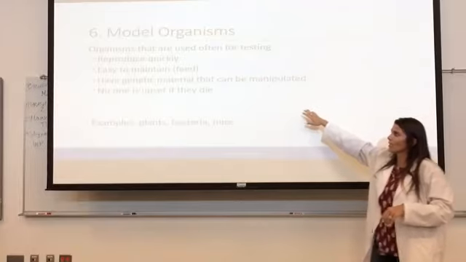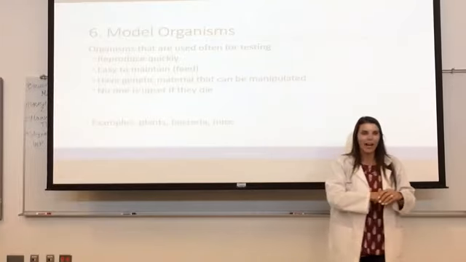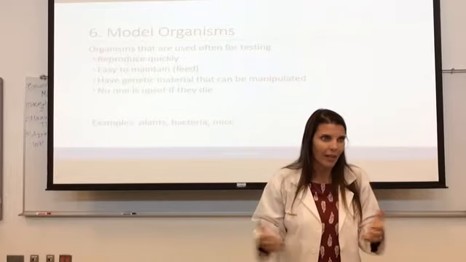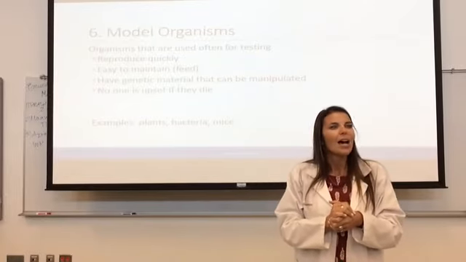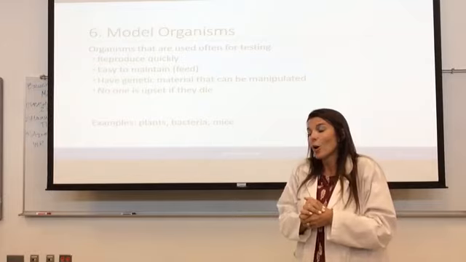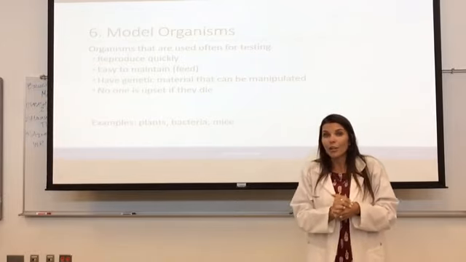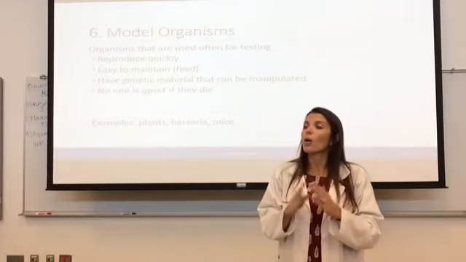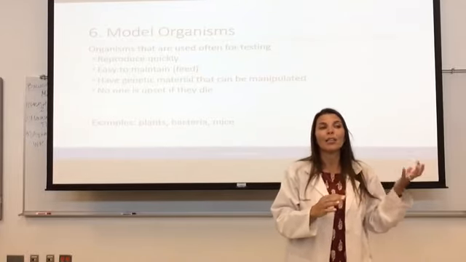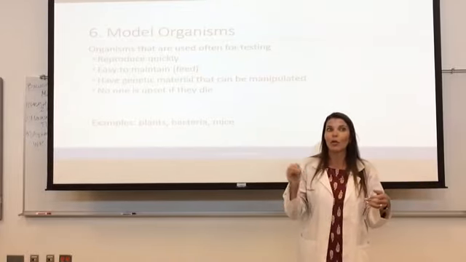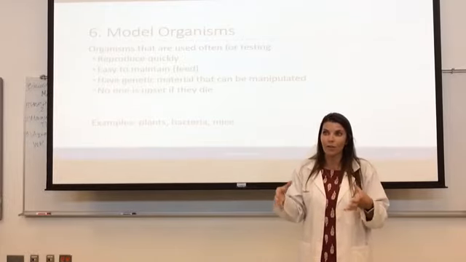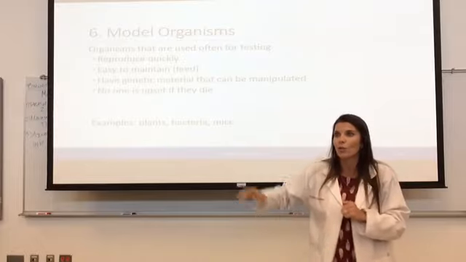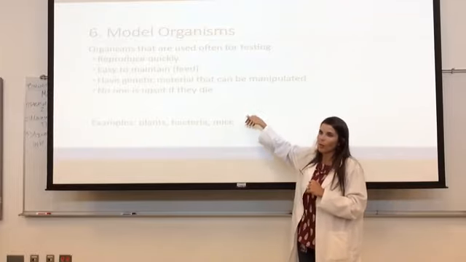The last characteristic of a model organism is no one's upset if they die. So when I don't water my plants, no one comes after me. Oh my gosh, did you kill these plants? Yes, I did. And I didn't water them. Did those bacteria die in your lab? Probably so. Nobody cares. So model organisms are model because they're ideal for testing purposes. So when you hear the term model organism in a scientific reference, it's because they're ideal for testing. And these are those criteria to become a model organism.